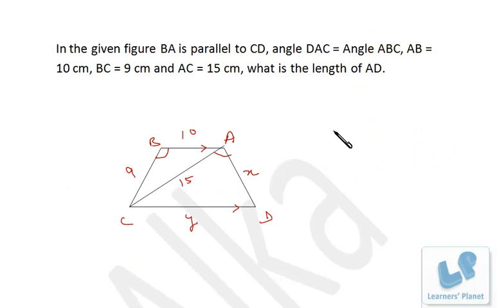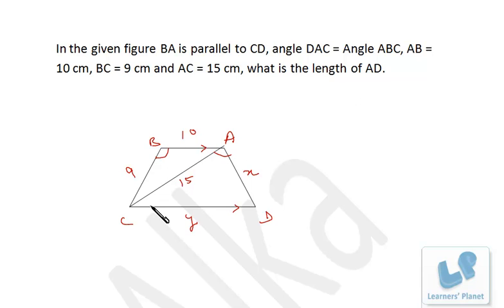Now let's try this problem. Here in the given figure, BA is parallel to CD. That means it is a trapezium precisely. Angle DAC, that means this angle, is equal to angle ABC, this angle. Both the angles are equal. And AB is equal to 10 centimeters, BC is 9 and AC is 15 centimeters. What is the length of AD?